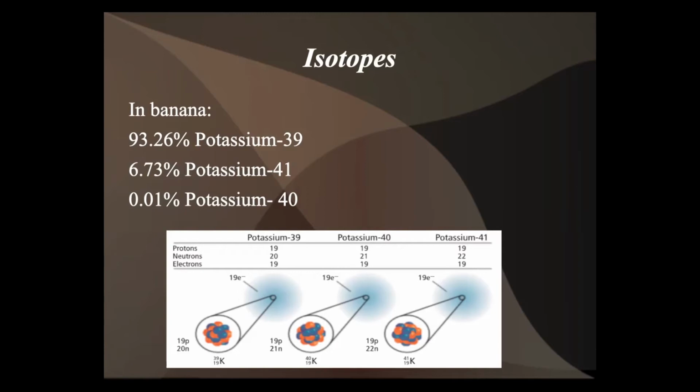Are protons always going to be the same? Yeah, within one kind of element, yes. So if you change the number of protons, it's a different element altogether. So potassium 19, if you were to get rid of one proton, it would now become argon with 18 protons.